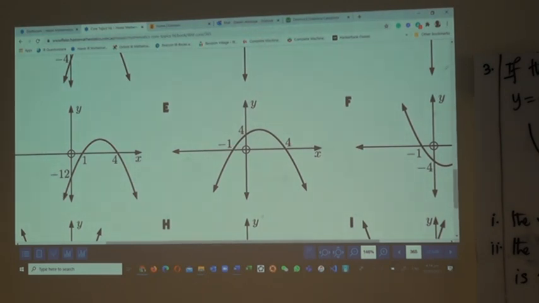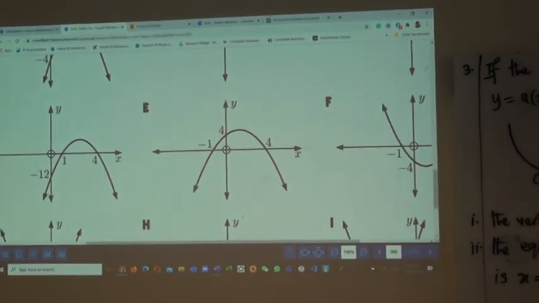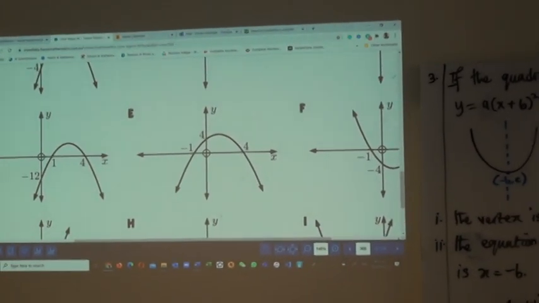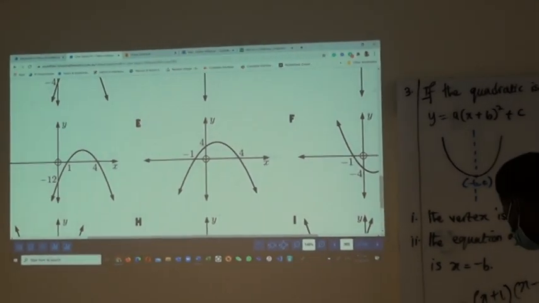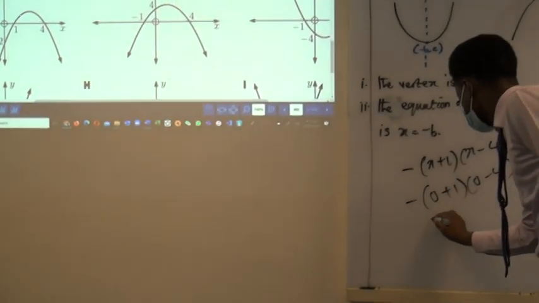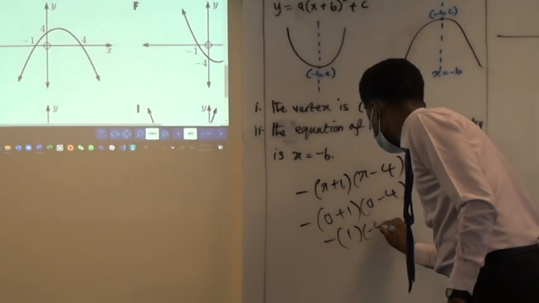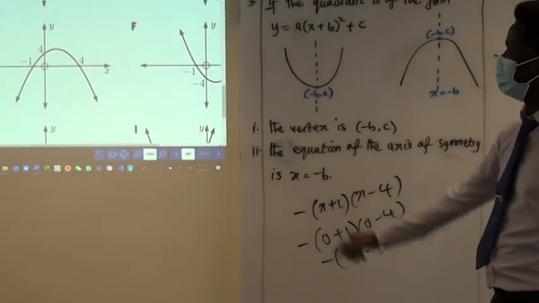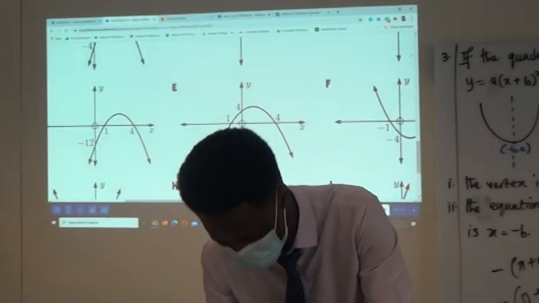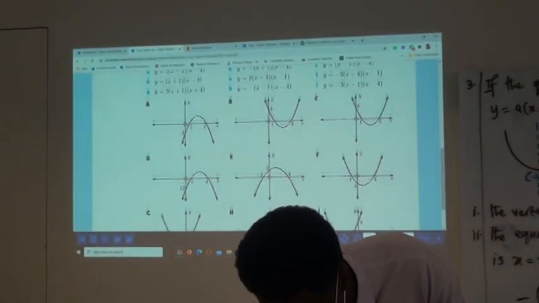Okay, that's checked. Let's check the y-intercept. Y-intercept is when x is equal to 0. When x is 0, this is 1 plus 1 times -4, right? When x is 0, you have something like this. That's what we are saying. So that's minus bracket 1 minus 4, and that is +4. Is that +4? Yes. Then you do this right. Yes.